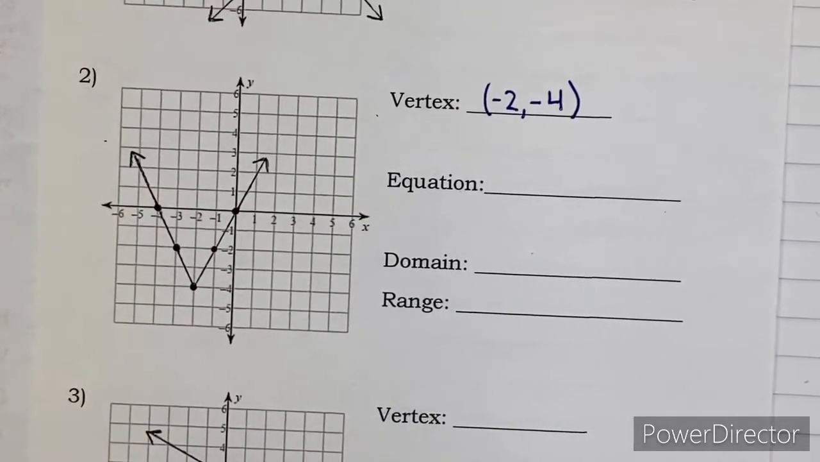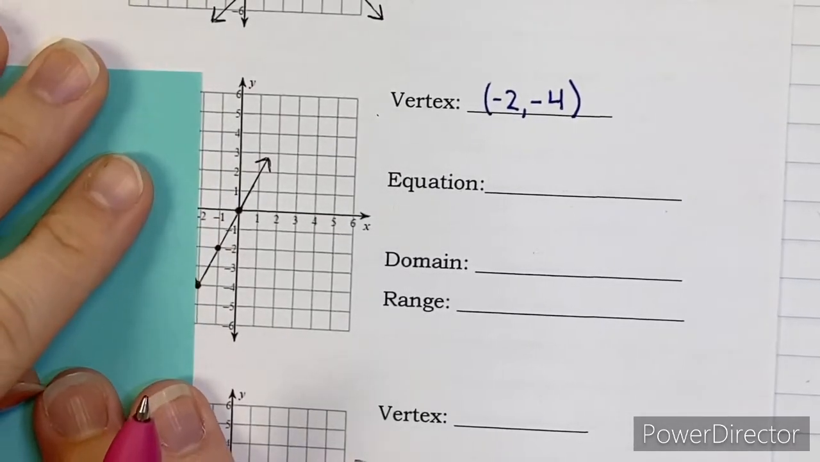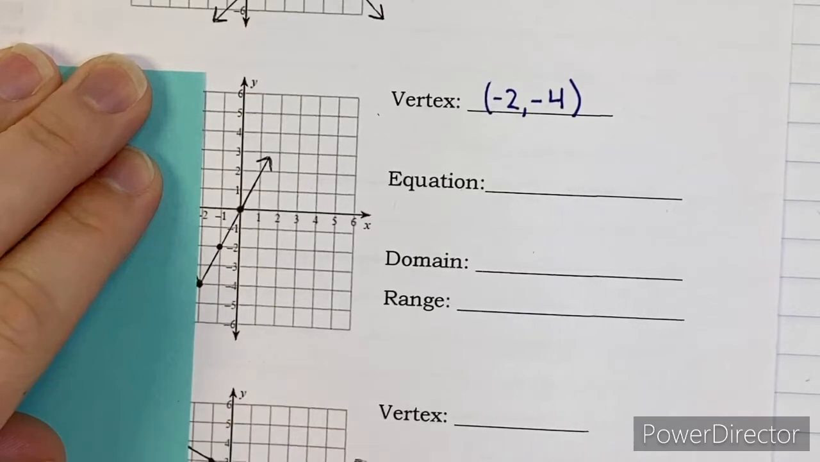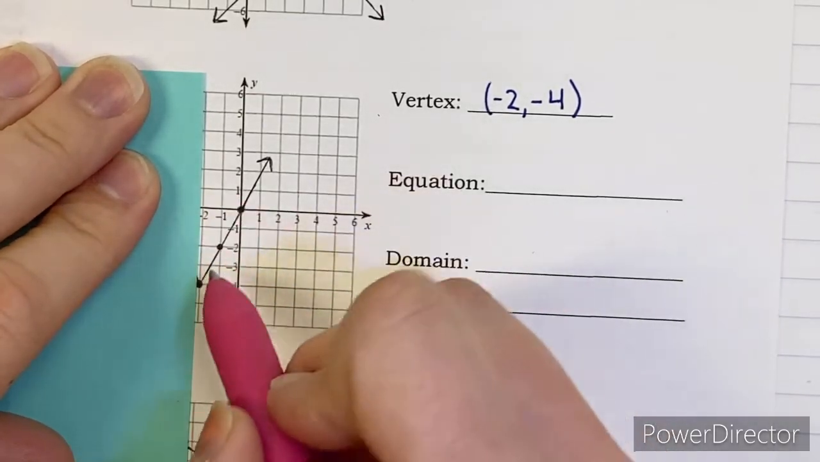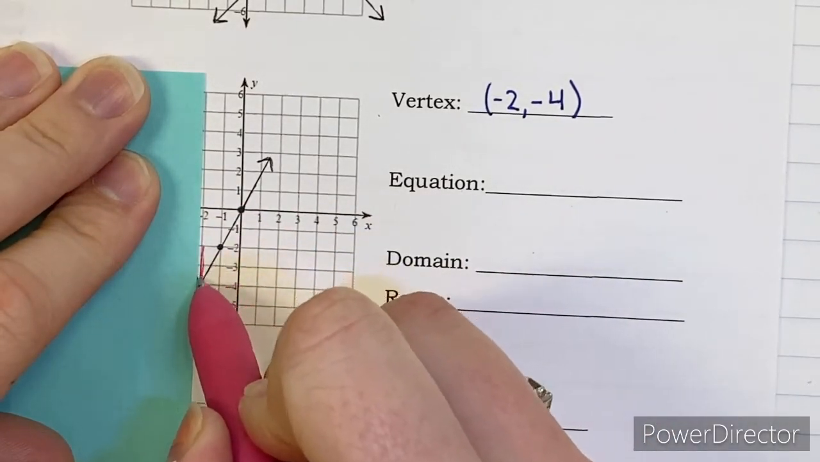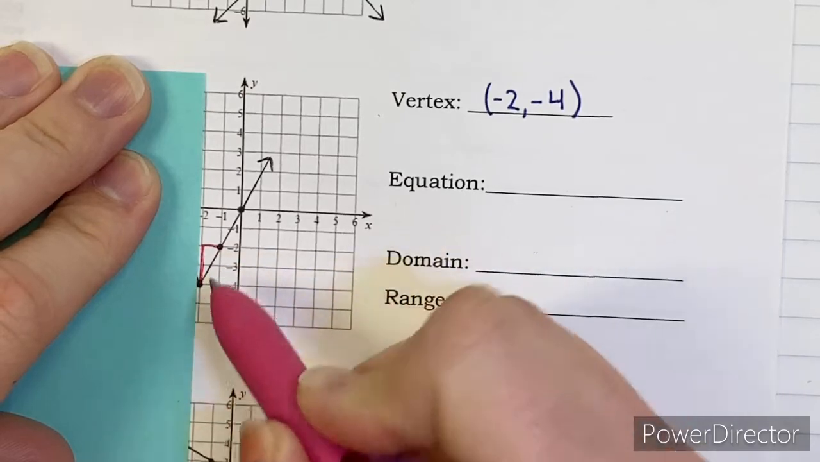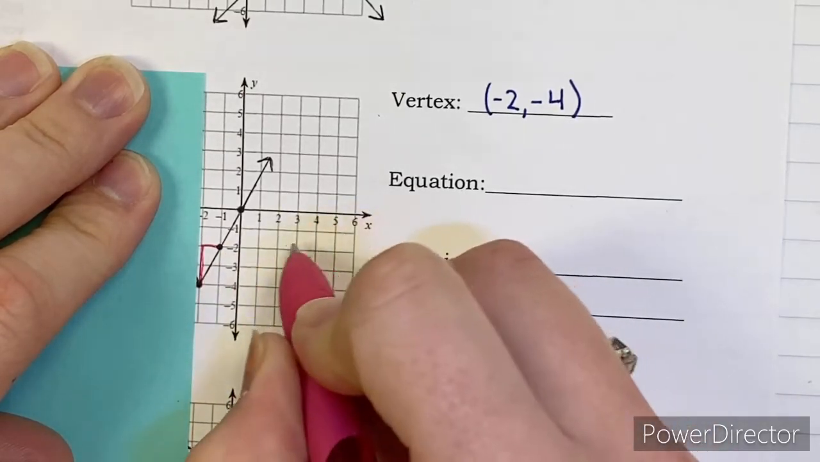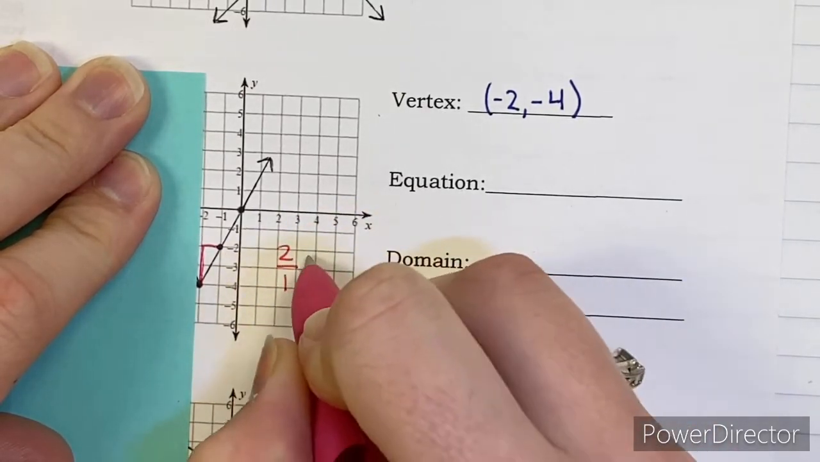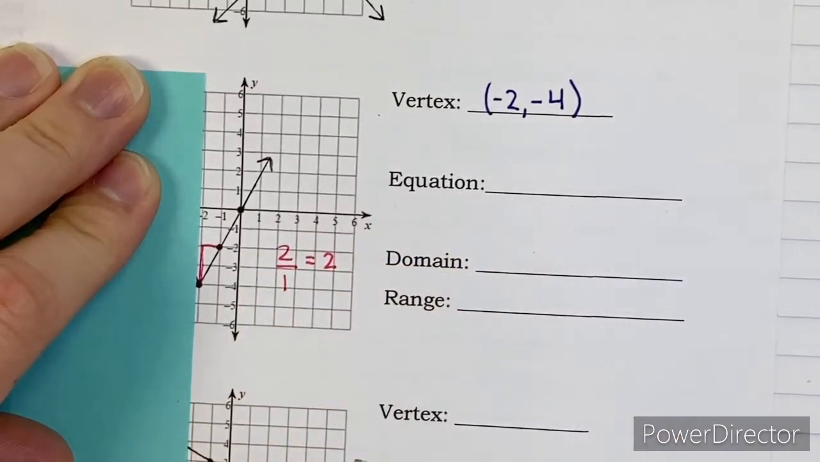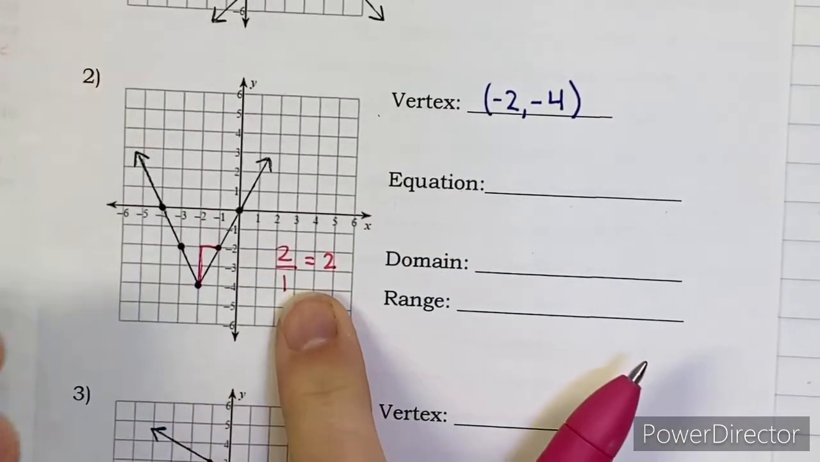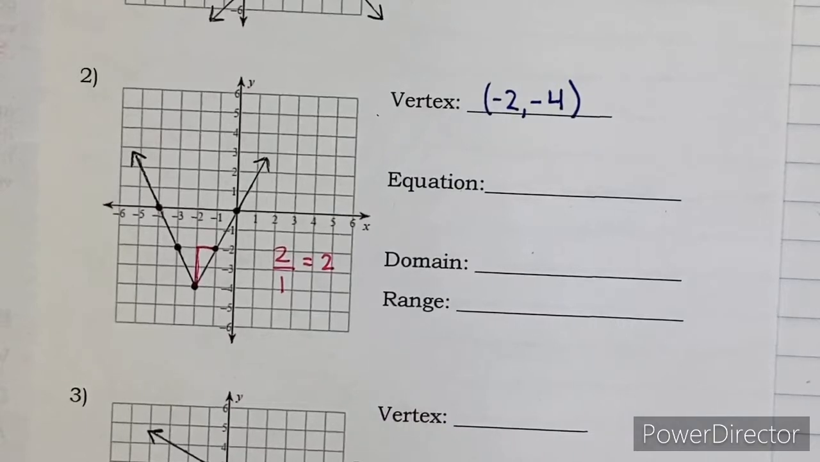So when you are trying to determine what the slope is, you need to make sure that you only look at the right side of our graph. So when I do that, this slope right here is up 2, right 1. So that is 2/1, which we can just write as 2. This is going to be our A value.